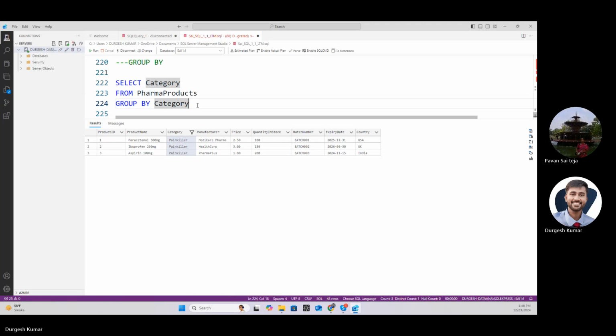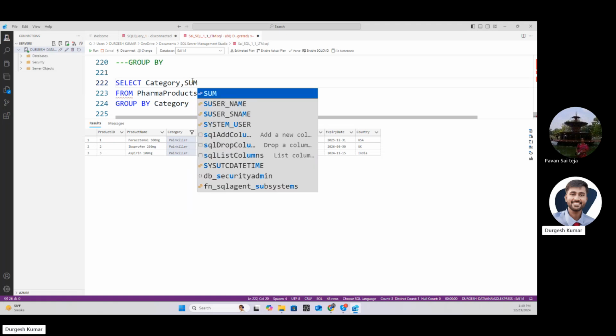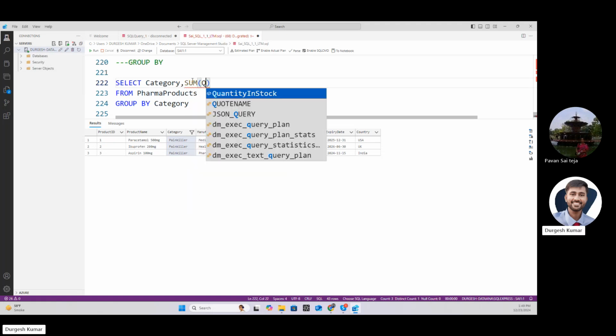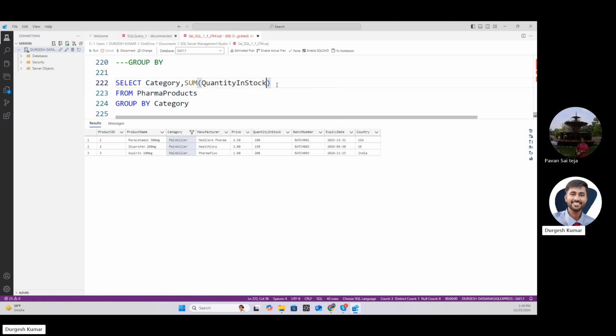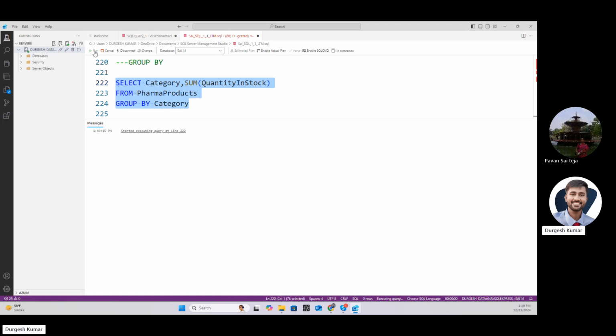Making sense? And then because you are doing a group by, aggregation is required. And you are also aware that as per your calculation, you want to take the sum of your quantity in stock. That's it. If you run this code, you will get the total sum by each category.